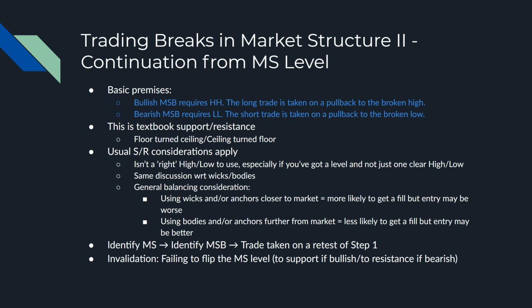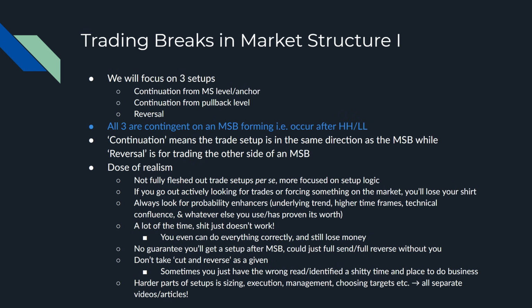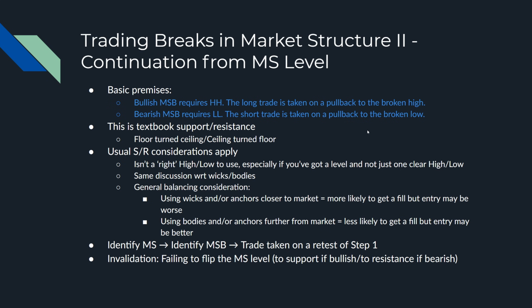Setup number 1 is continuation from a market structure level. The basic premise is as follows, and this is your bread and butter support and resistance, which I'm sure many of you are familiar with, but if not, here we go anyway. As you'll recall, the setups discussed here are contingent on the market structure break forming, so we're acting after the higher high or after the lower low. In the bullish case, a bullish market structure break requires a higher high, and because it's continuation, we want to get long. The long trade is taken on a pullback to the broken high. And of course, the opposite is true for the bearish side.